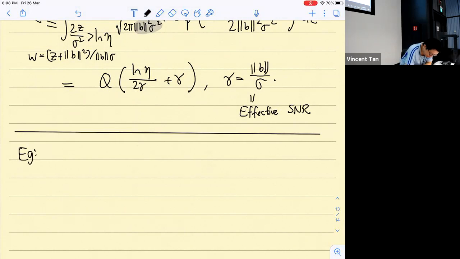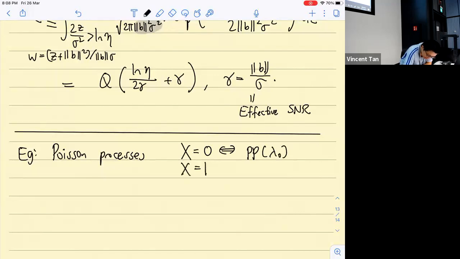Now I have got two Poisson processes, and they have two different rates. In the null hypothesis, X equals 0 corresponds to the Poisson process having rate lambda 0. And in the case of X equals 1, this corresponds to the Poisson process having rate lambda 1. And lambda 0 is not the same as lambda 1, otherwise there's nothing to do. We observe a Poisson process up to time t, and we want to make a decision as to whether it has rate lambda 0 or lambda 1.